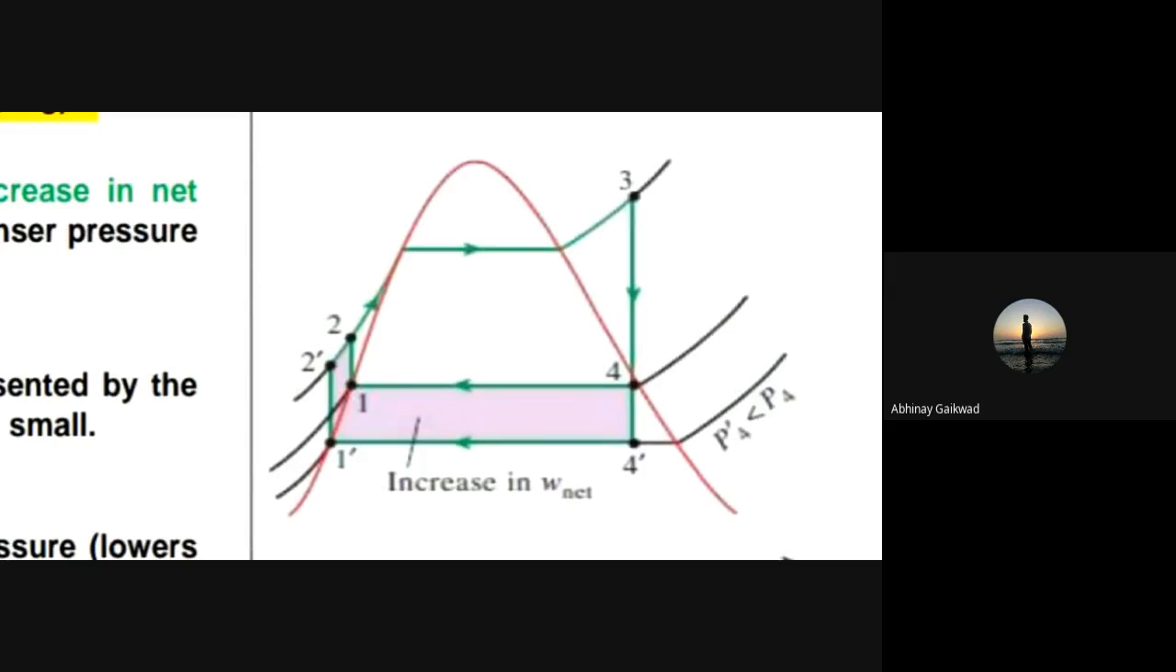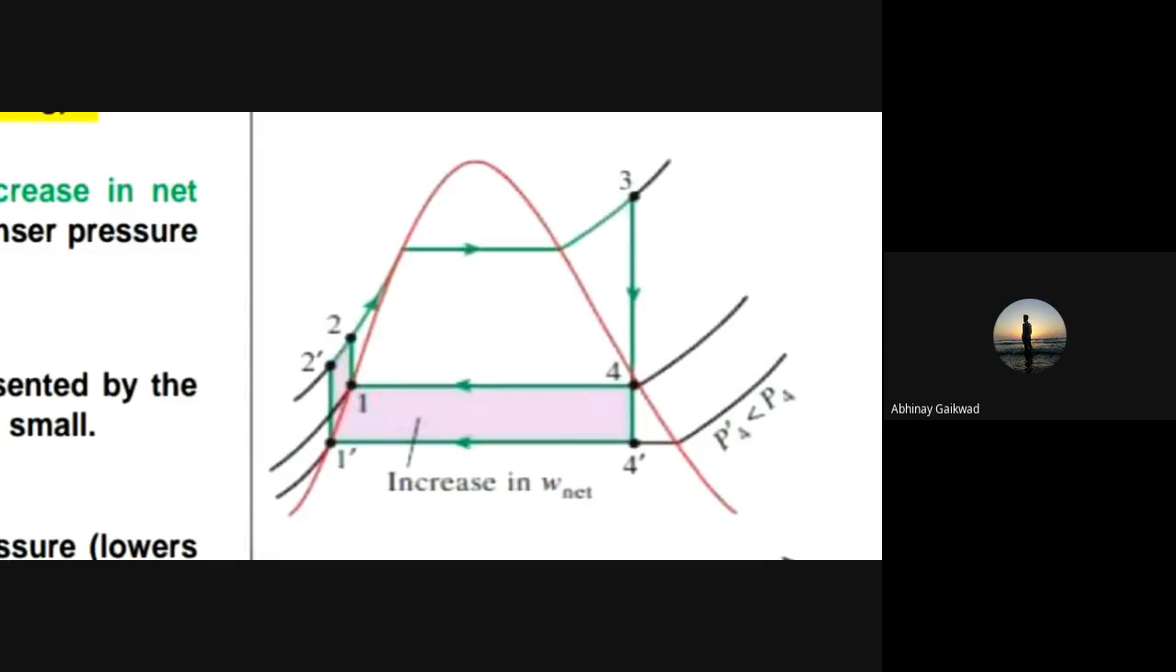So this colored area on this diagram represents the increase in the net work output, as a result of increasing the area by decreasing the pressure. By decreasing pressure means what? From P4, I have decreased the pressure to P4 dash. The heat input required also increases. And heat input means what? At point number one, that is also going to increase.